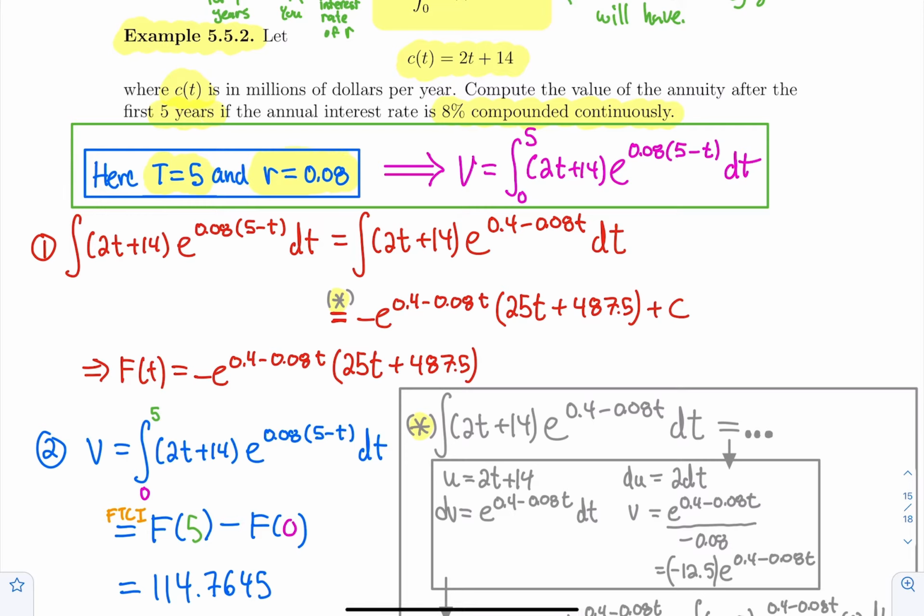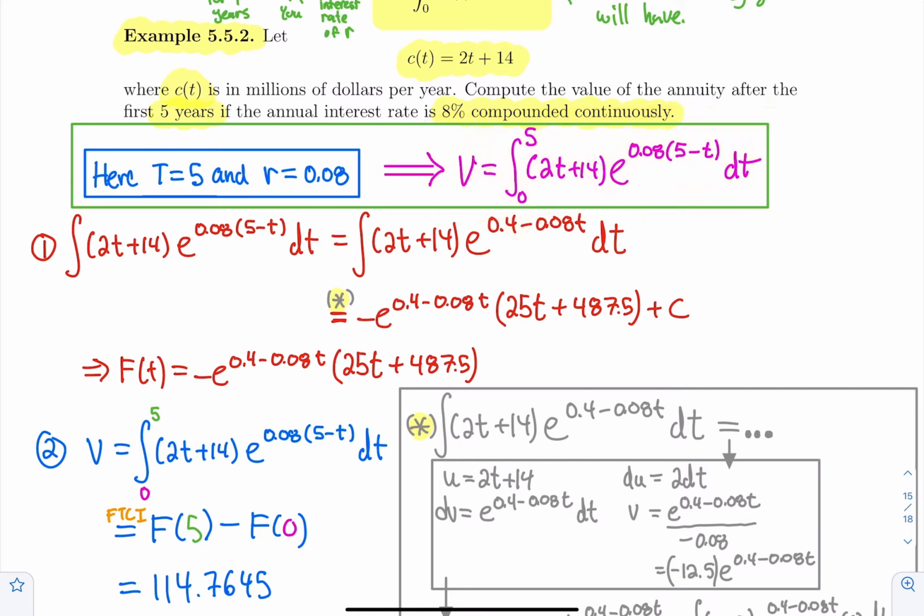So the definite integral that you need to set up is the integral from 0 to 5 of C(t), explicitly given here to be 2t plus 14, times e to the power of 0.08 times (5 minus t), the 5 being the big T here, dt. If you want, you can multiply the 0.08 inside to simplify this a little bit. It's really up to you. So that's just setting up the definite integral that will compute how much money you will have in your bank account after the first 5 years.